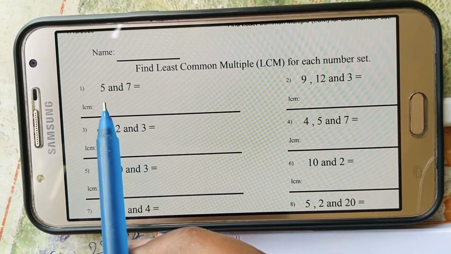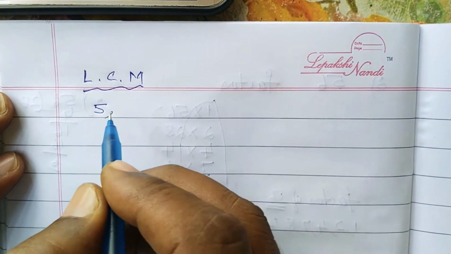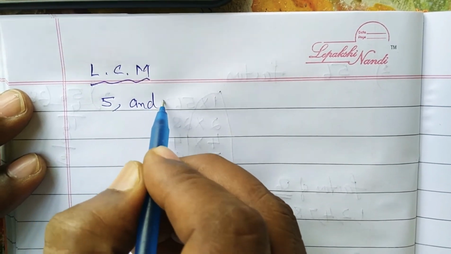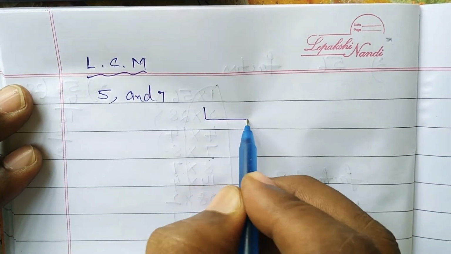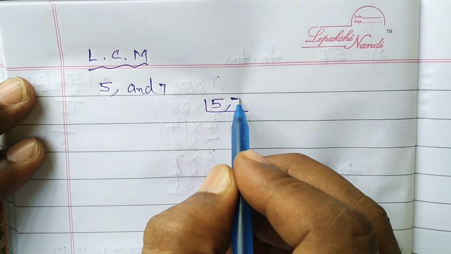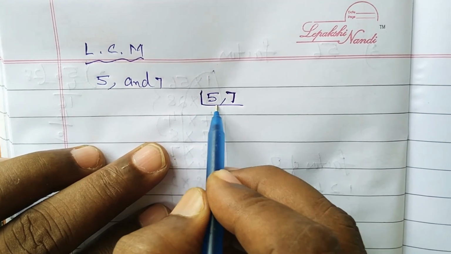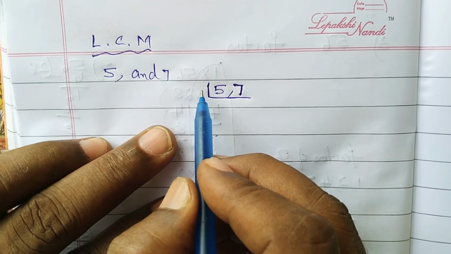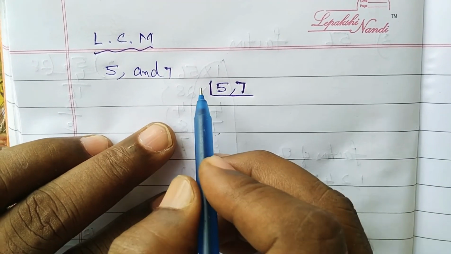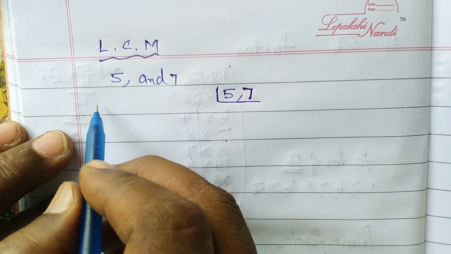Now let us find the LCM for a simple number, 5 and 7. How will you find the LCM for 5 and 7? First we will write the factors. Is there any common factor for 5 and 7? Do these two numbers have 2 as a factor? 2 2s are 4, 2 3s are 6. No. So these two numbers do not have any common factor.